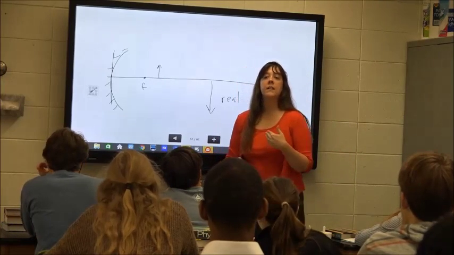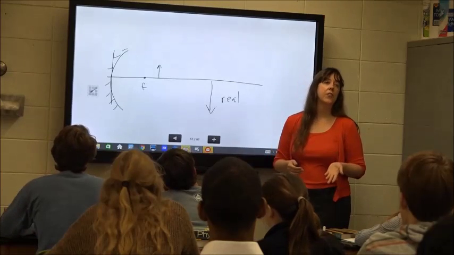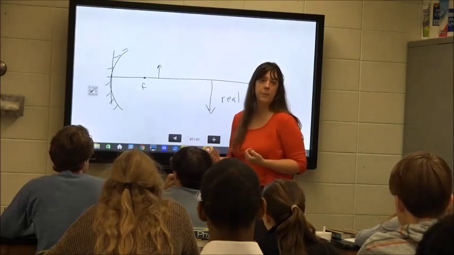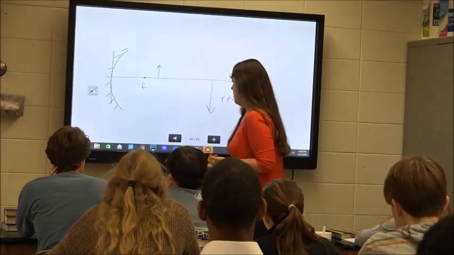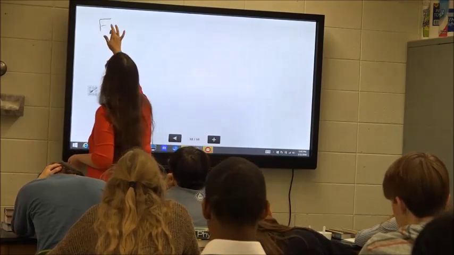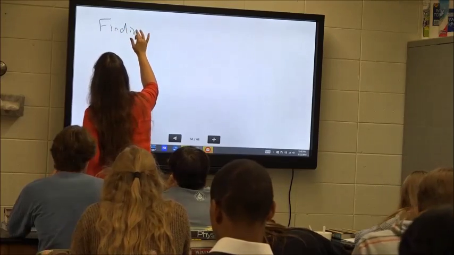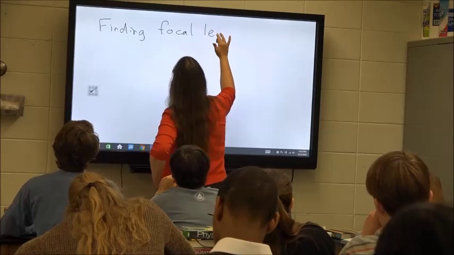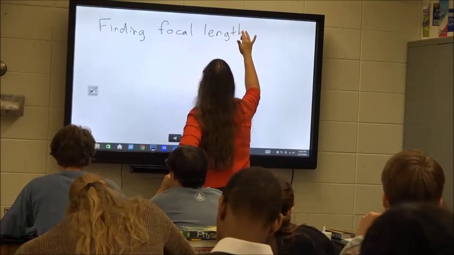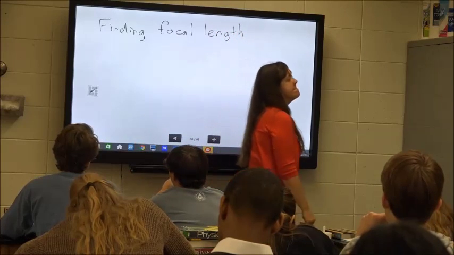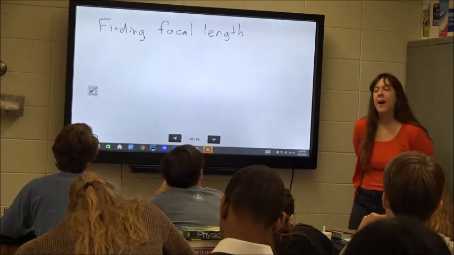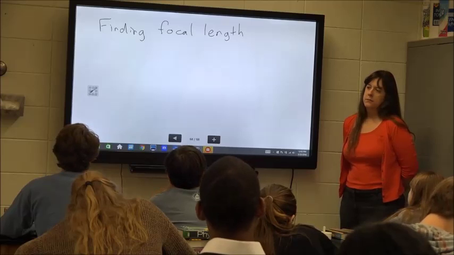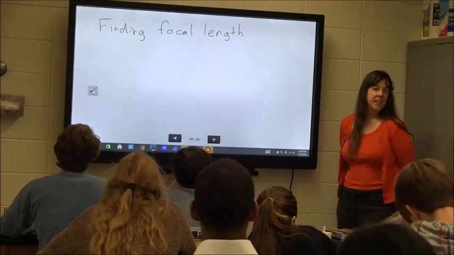So here's what we're going to do. We're going to determine the focal length of some concave mirrors. And in doing that, we're going to see a real image produced on a piece of paper. So, finding focal length. If you have a concave mirror, any thoughts about how we could find the focal length of a mirror? How do you do it?